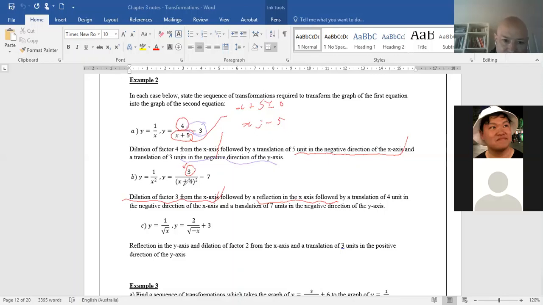Then you've got the x plus 4. Of course, that will equal 0 when x equals -4. So you've got a translation of 4 units in the negative direction of the x-axis. And then you have this -7. And again, it doesn't matter if you write the x or y translation first. You try and keep to the alphabet, x first and then the y. So this -7 is going to give us 7 units down, so a translation of 7 units in the negative direction of the y-axis. Any questions on part B?